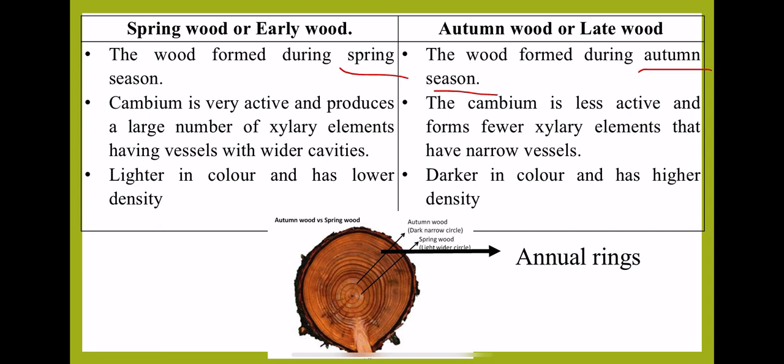Spring wood is lighter in color and has lower density, so its mass will be less. Autumn wood is darker in color and has higher density. Each concentric ring represents an annual ring. Each ring represents the age of the plant. The study of the age of plants from these rings is called dendrochronology.